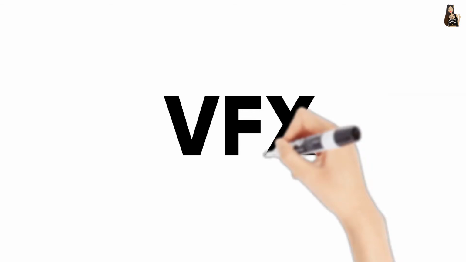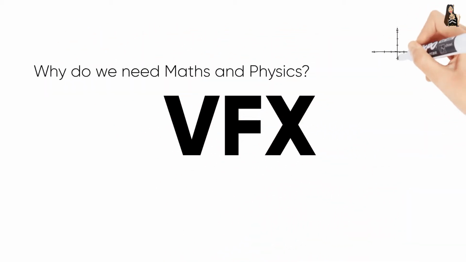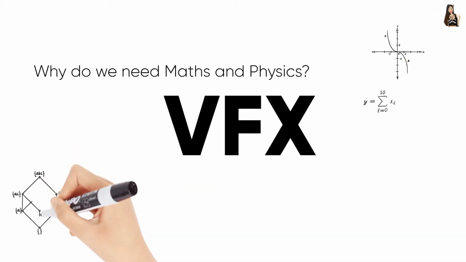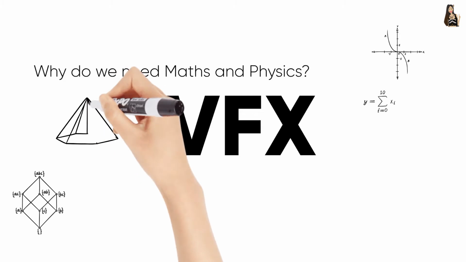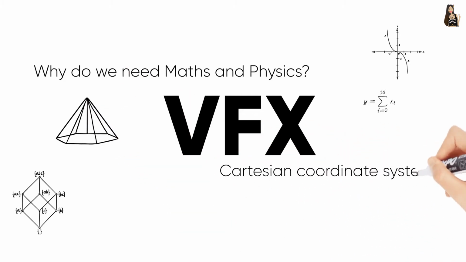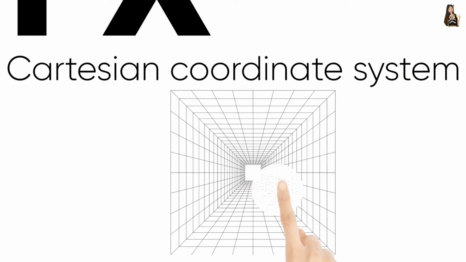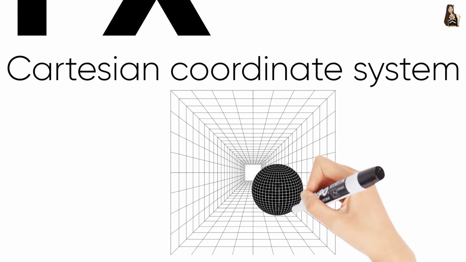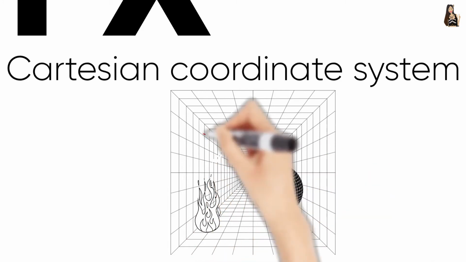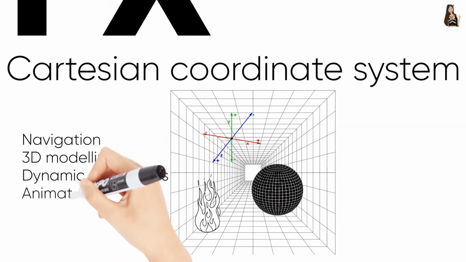All right, so why can we see maths and physics in the VFX world? How is it relevant? Well, first of all, in the 3D VFX world, we use a Cartesian coordinate system, so X, Y, and Z axis, and then we move our objects in that space. So when we model or we create 3D things, they are always in this Cartesian coordinate system. We use that system to navigate, to move them, to scale them, to model them.